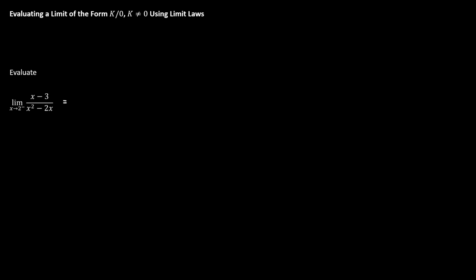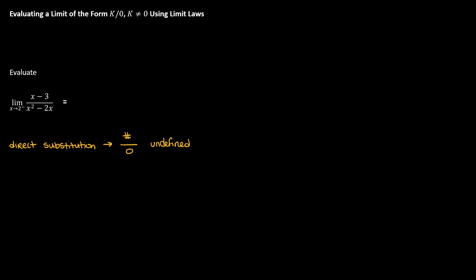Now that we know all of the limit laws, we can start to work on more complicated limits. For example, on the screen we have a limit of a function x minus 3 all divided by x squared minus 2x, and the limit is approaching 2 from the left. If we try direct substitution on this limit, we don't get an indeterminate form, but we do get a number that's undefined. We get a non-zero numerator, and we get a 0 denominator.